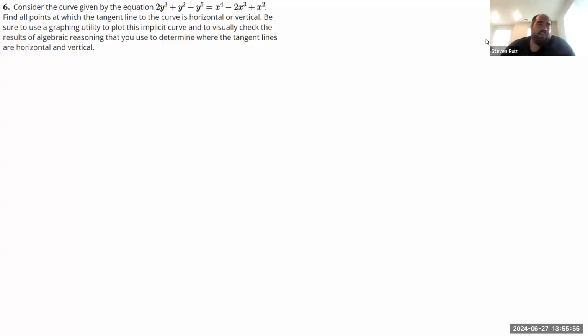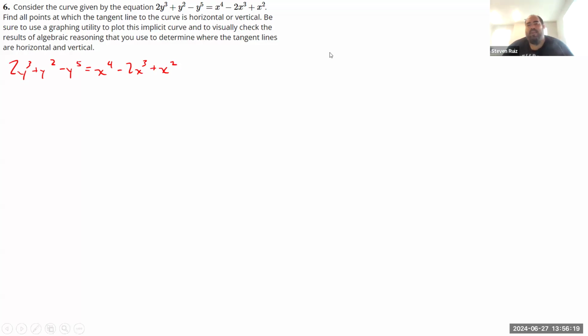All right, let's look at exercise six. This is from section 2.7. So we're dealing with implicit differentiation here. So we have this implicitly defined curve, 2y cubed, and so on. But we are asked to find where this either has vertical tangent lines or horizontal tangent lines. So we'll handle that in two parts.